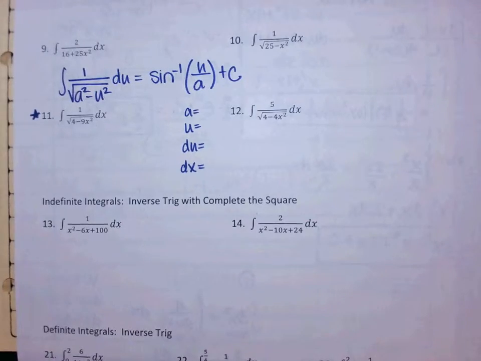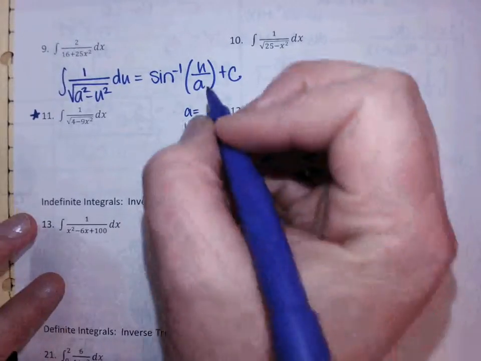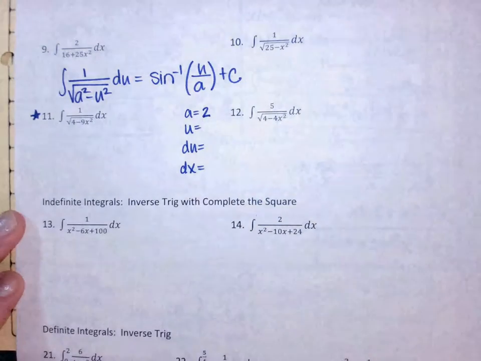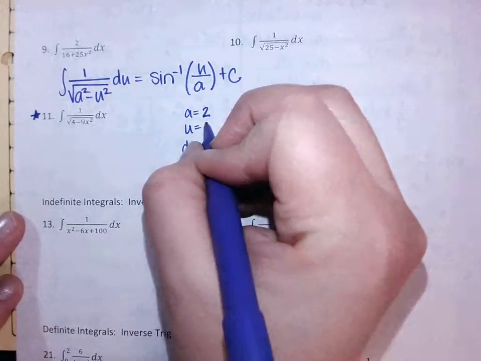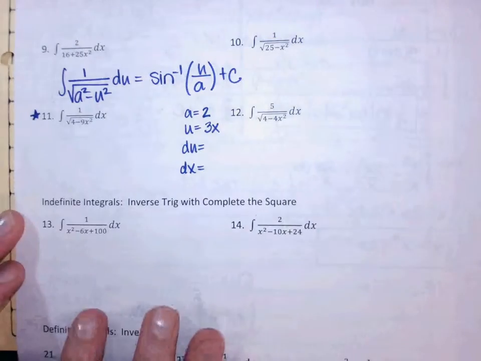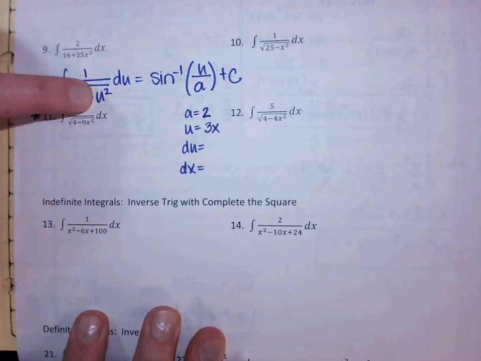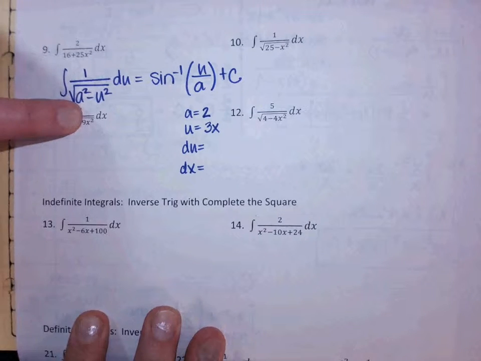Okay, what should your A be? 2. Now, this is tricky. Some of you might have gotten this wrong. What is your U if U squared is 9x squared? 3x. Do you see why? No. Okay, so remember, the U is squared. So if I'm going to try to go back to U, I need to square root the 9x squared to get the 3x. Does that make sense?